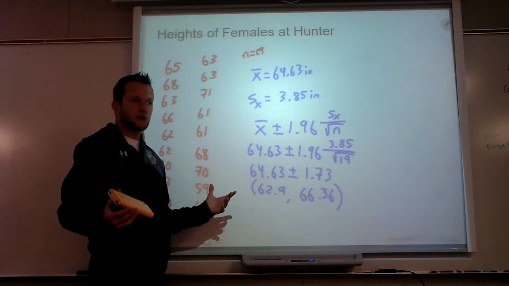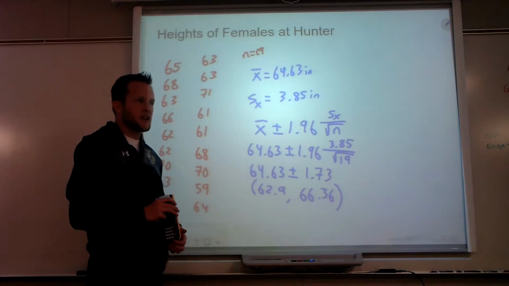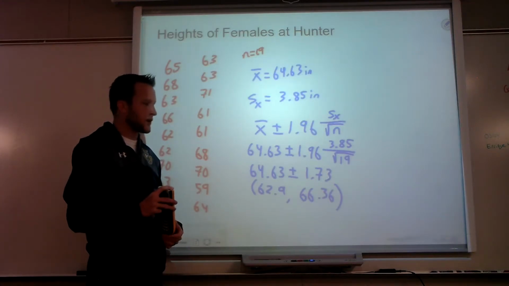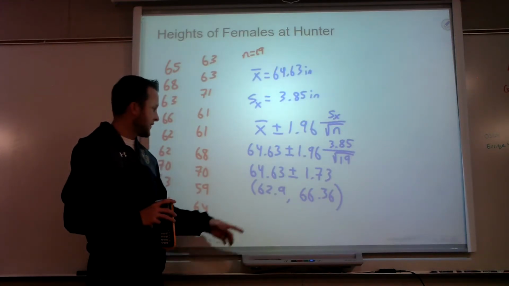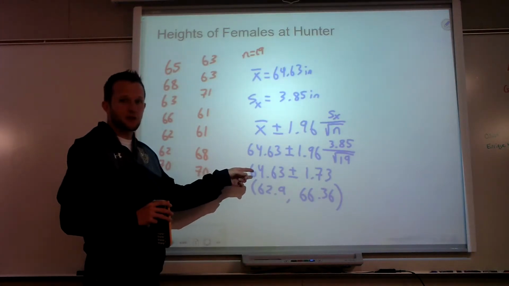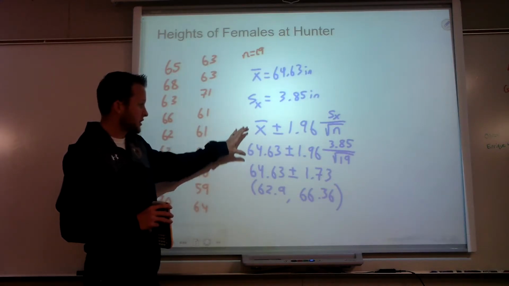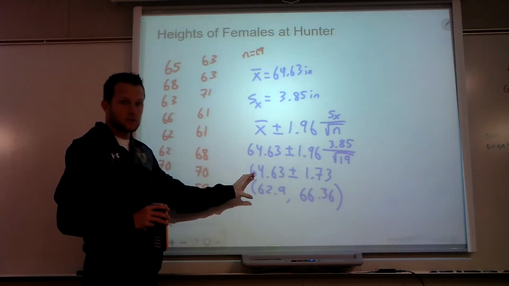So, if you're a female, you could think of your height. Does that seem about right? And I would say, yeah, I think the national average for females is around 5'4", and that would be right in between those. 64 is 5'4". Now, does that make sense how we use this formula to come up with our confidence interval?